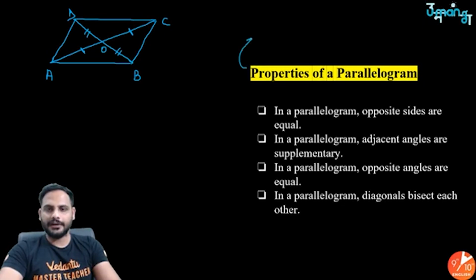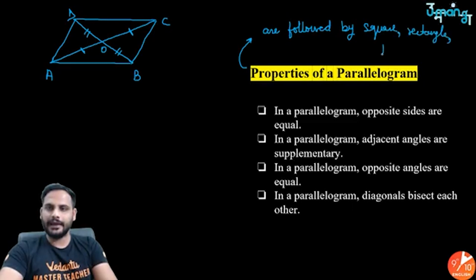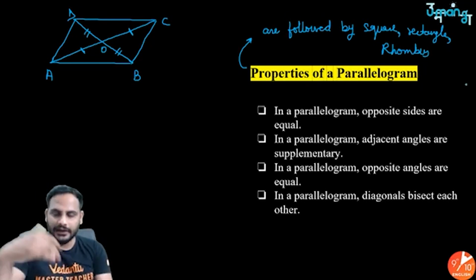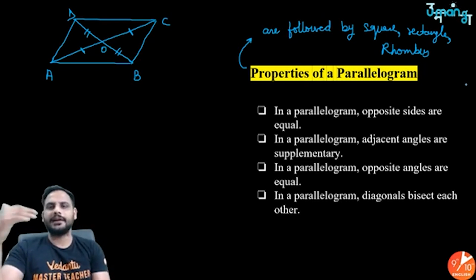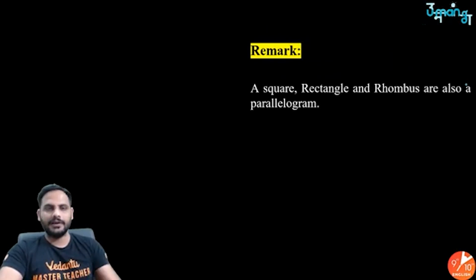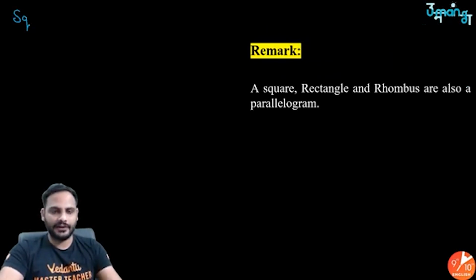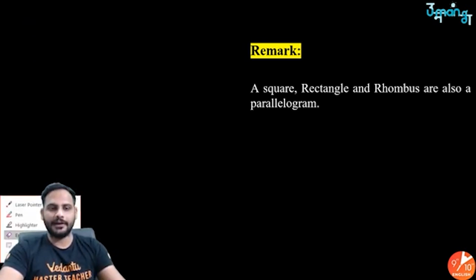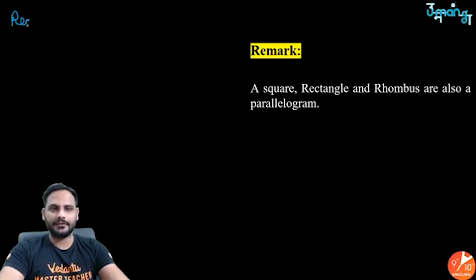Remember, all these properties are followed by square, by rectangle, and by rhombus. Another thing is that square, rectangle and rhombus will have some extra properties as well. So first let's talk about the rectangle. The extra properties of a rectangle, other than the properties of a parallelogram, are as follows.